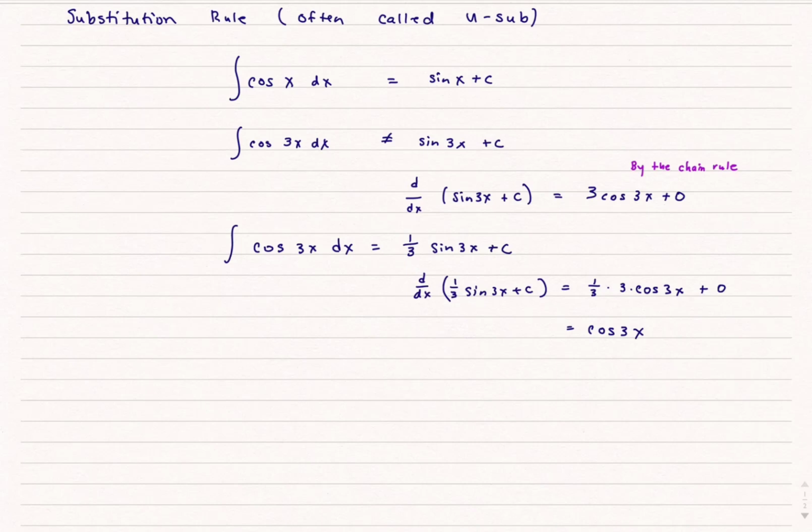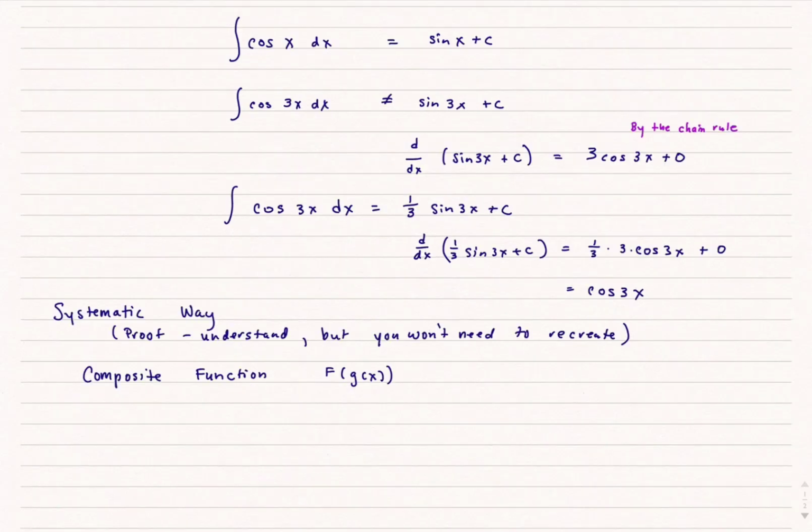So with trial and error, I was able to figure out how to do this integral. But I'm not a big fan of trial and error. I'd like to come up with a systematic way of doing this. So let's come up with a systematic way of doing this. I'm going to go through a proof. I don't need you to be able to recreate this, but I want you to understand where this comes from.